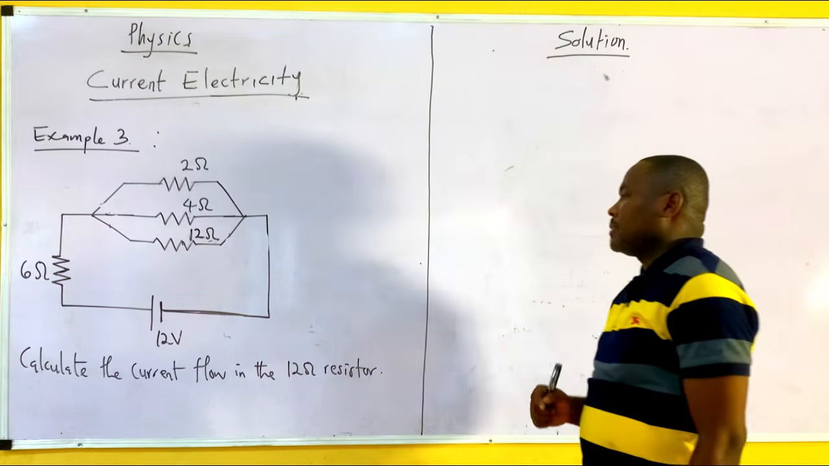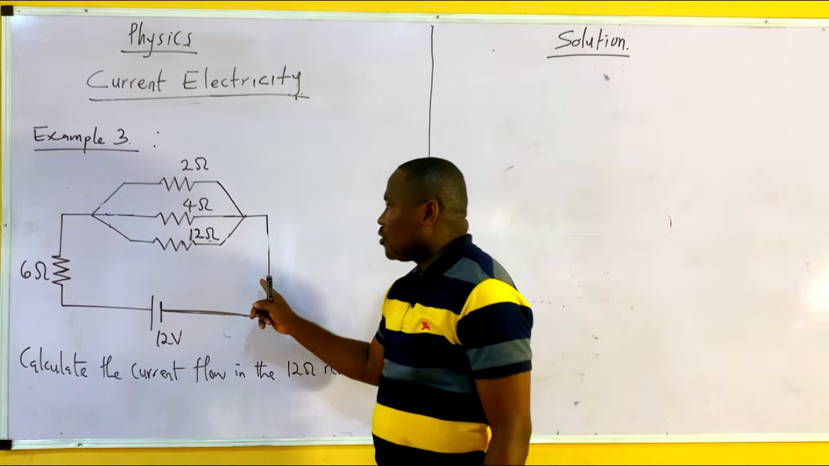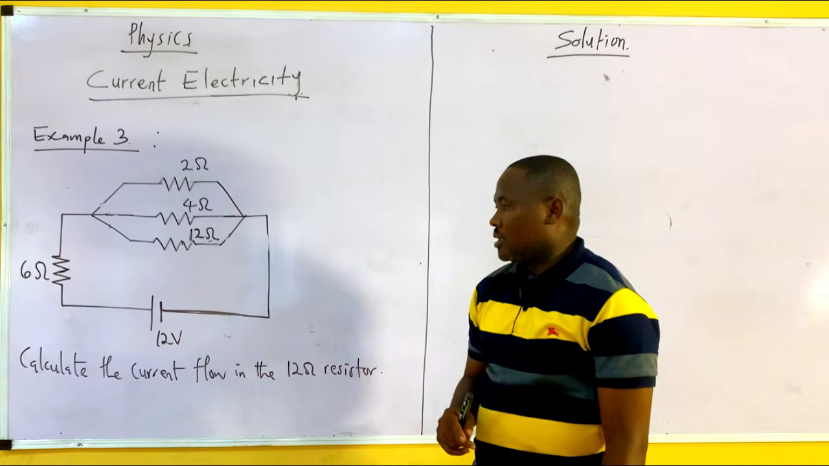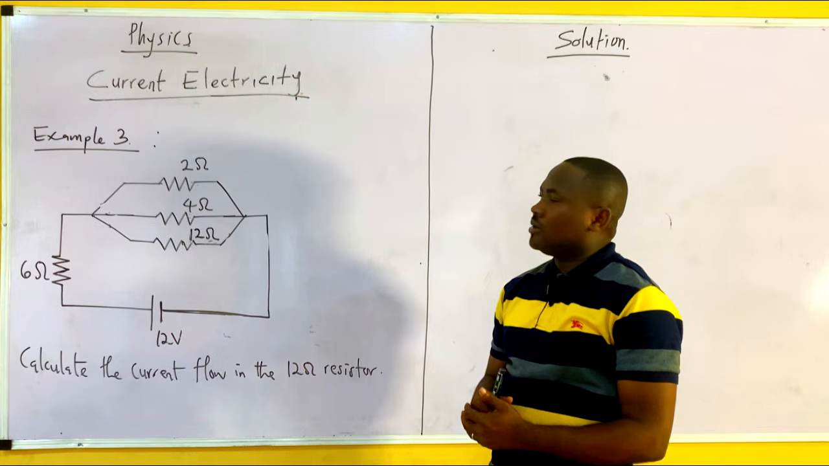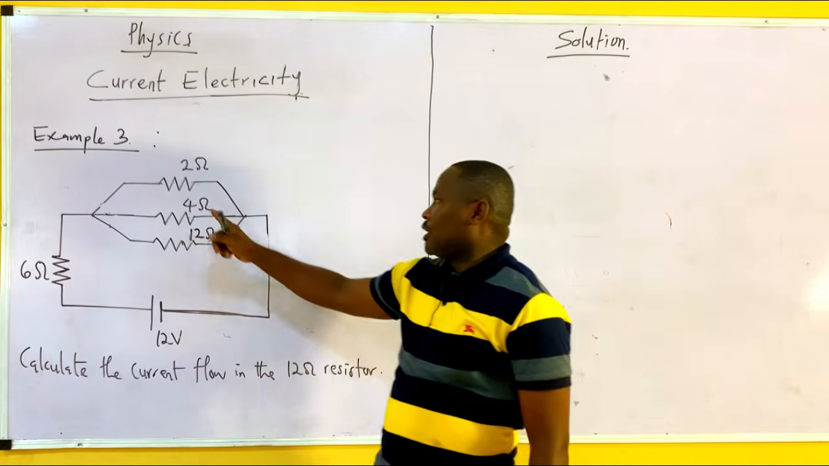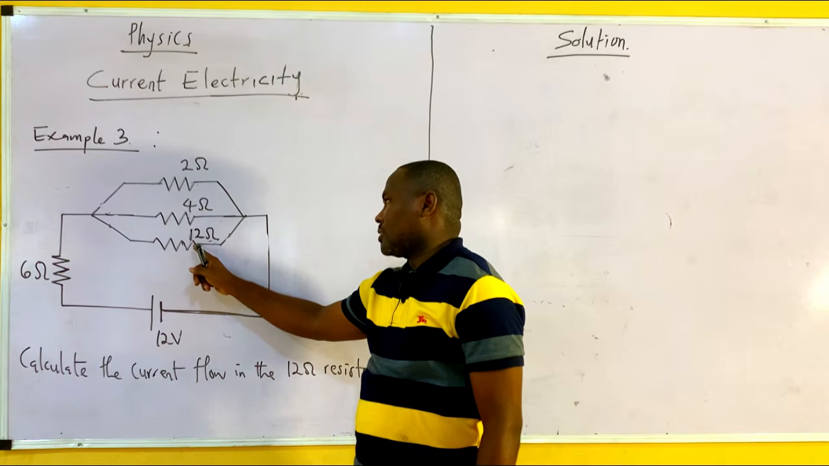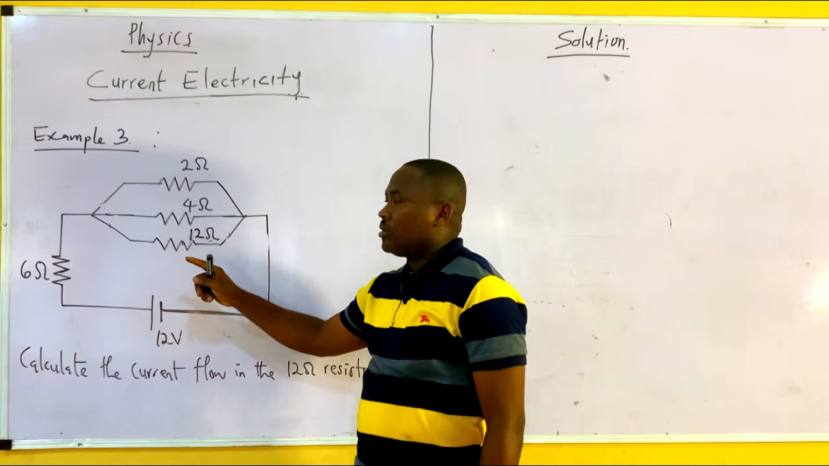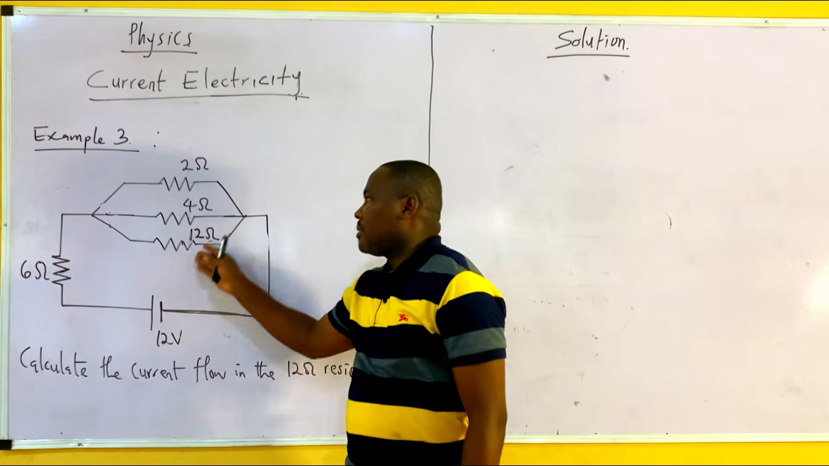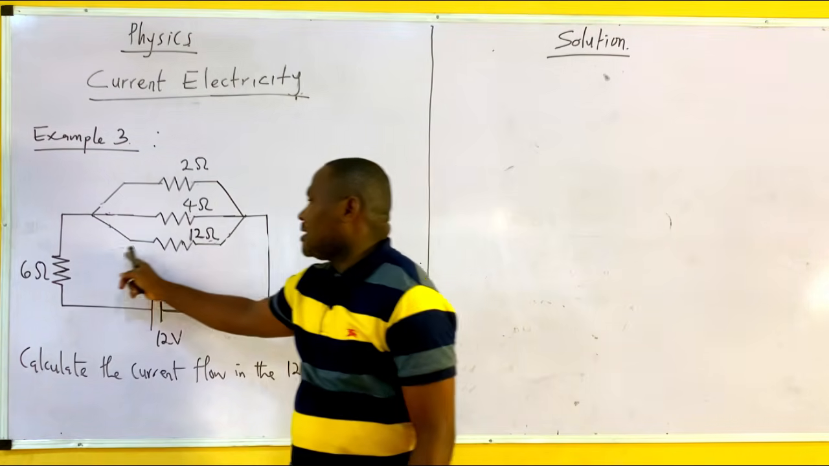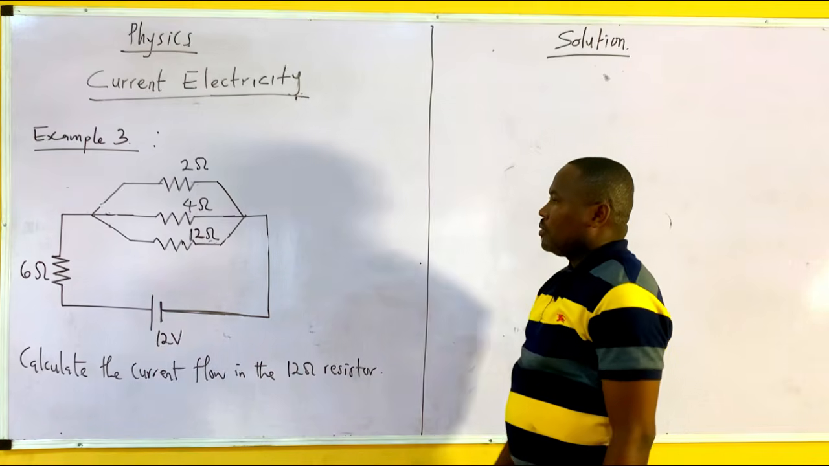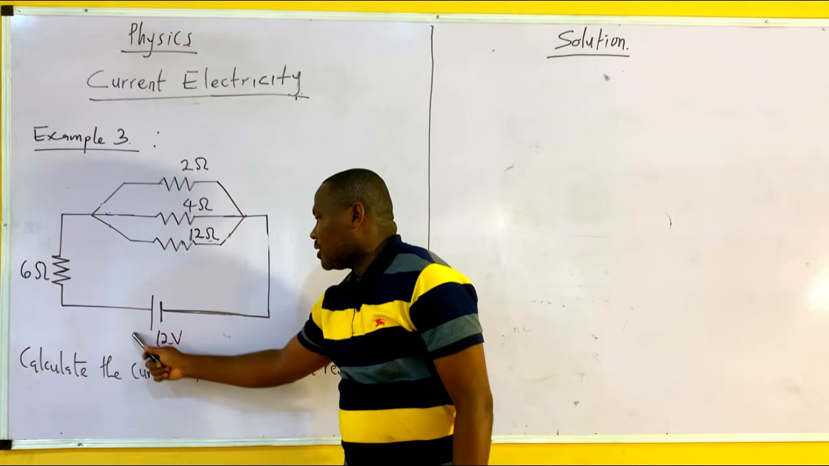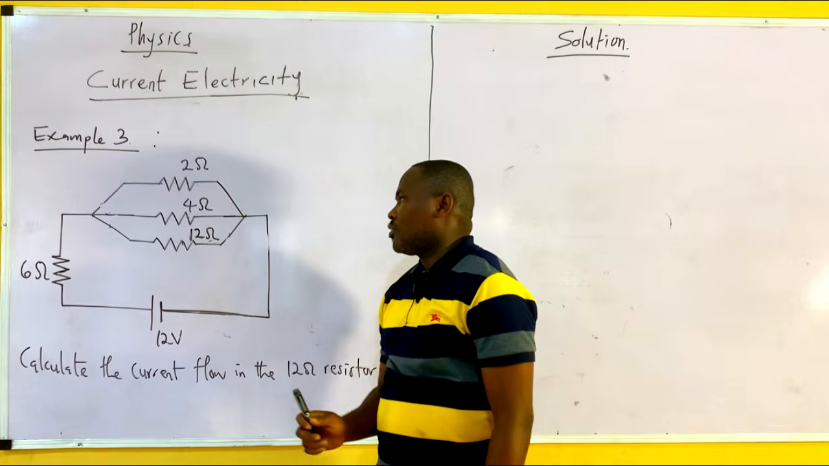Now let's look at example 3. This one is a little bit more complex than the previous ones. It says calculate the current flow in the 12 ohm resistor. Now we have a 2 ohm resistor, 4 ohm resistor, 12 ohm resistor. Everything here is in parallel. They will now have it in series. So that's a 6 ohm resistor. But remember that the voltage or the PD in the circuit is 12.